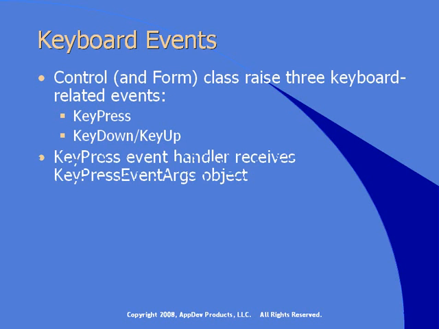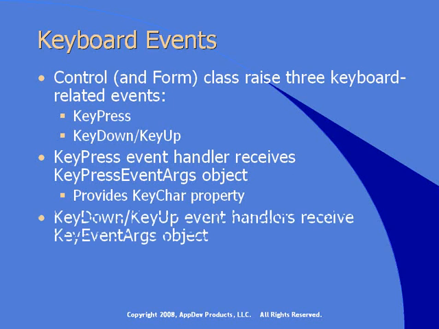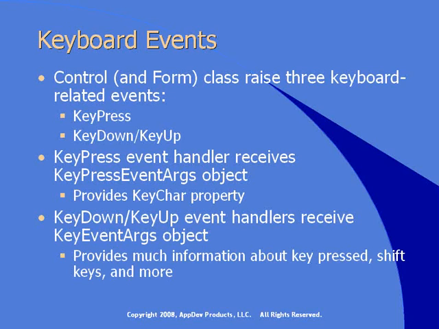The key press event handler receives a key press event args object, which provides information like the key char property, so you can know which character you've pressed. The key down and key up event handlers receive a different argument. It's a key event args, and this provides a lot of information about the key pressed, which shift keys were pressed, and more. How do you know when to use each one?